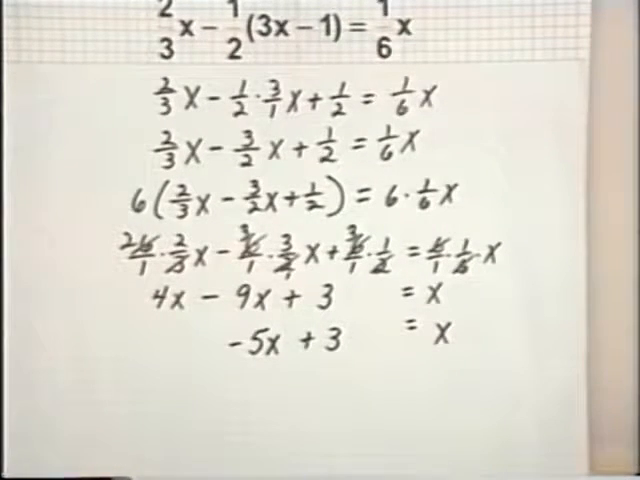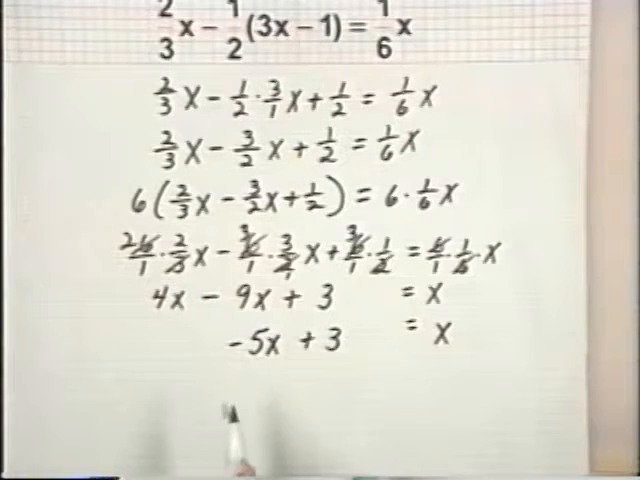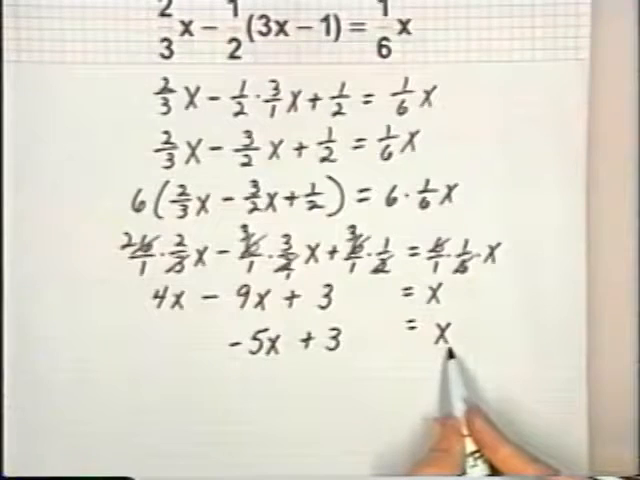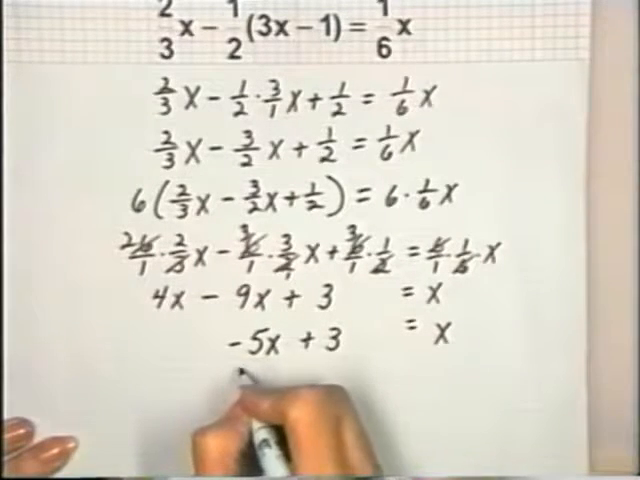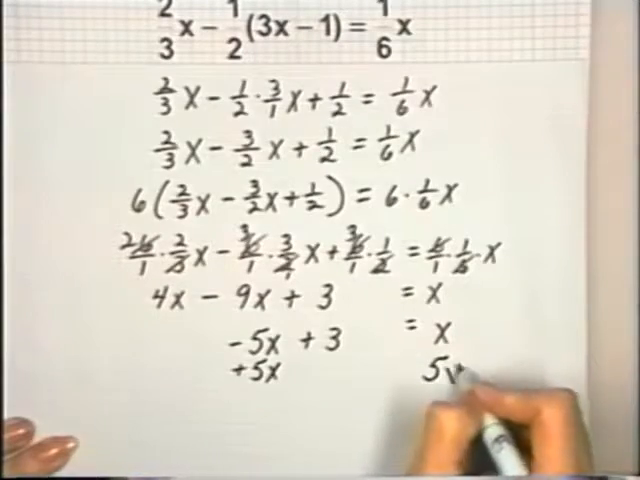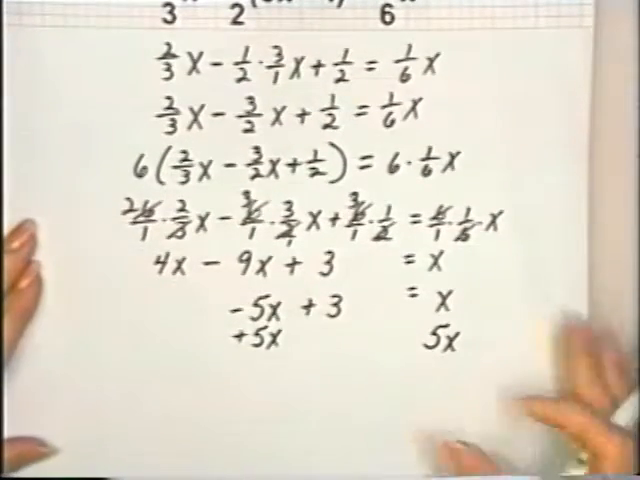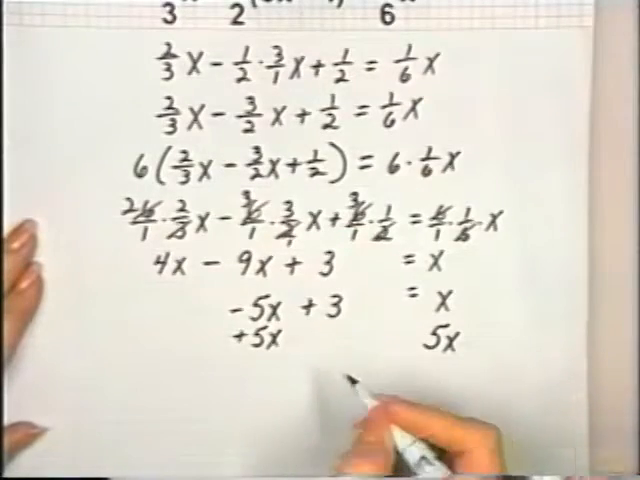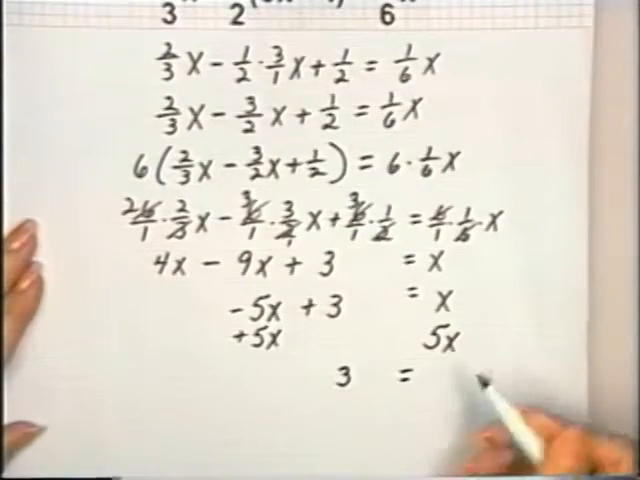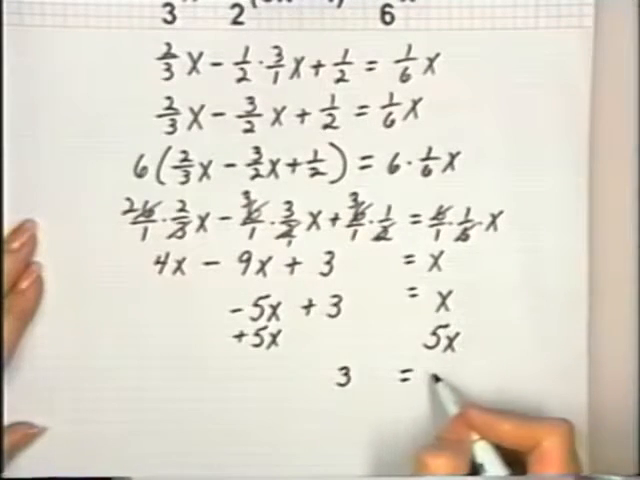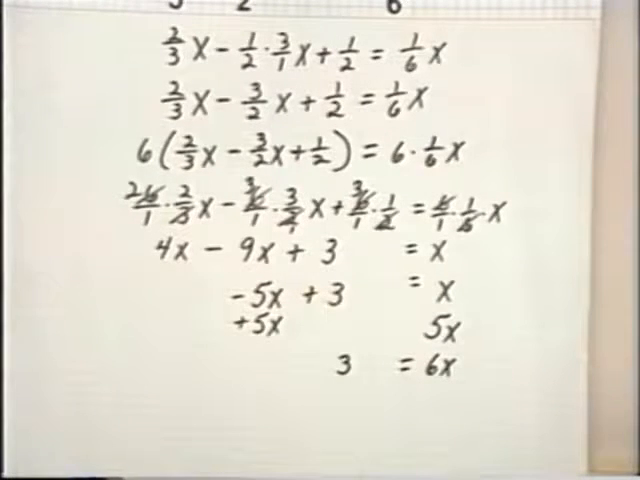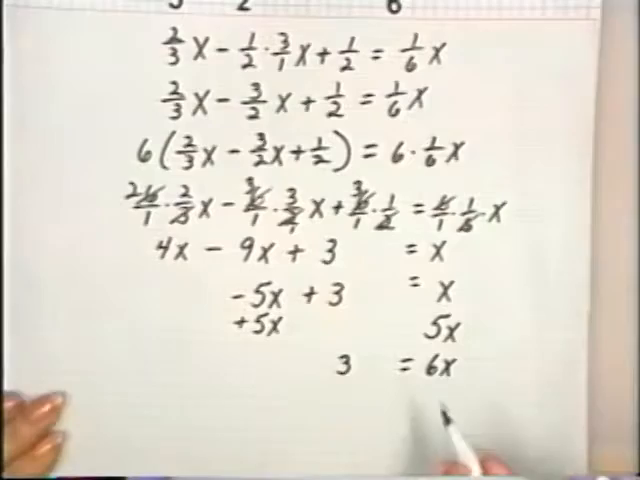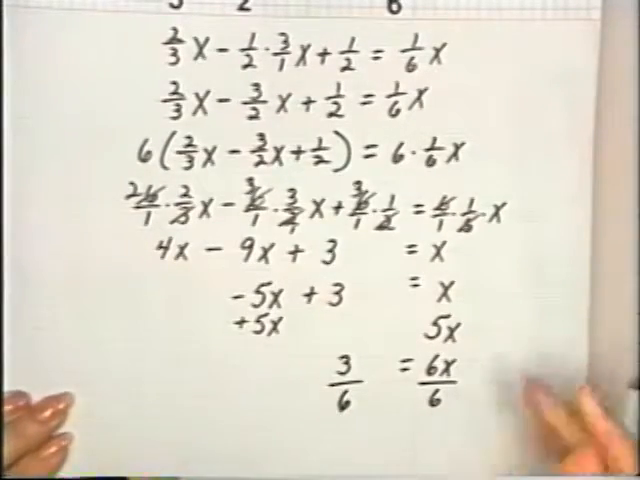I now want to get my x's on the same side of the equation. The negative 5 is a smaller coefficient than the 1, so I will move the negative 5x. Since the 5x has been subtracted from the left side of the equation, I will add 5x to both sides of the equal. Negative 5x plus 5x is 0x. I will have 3 equals x plus 5x will give me 6x. I now need to get rid of the coefficient of x. Since the x has been multiplied by 6, I will divide both sides of the equation by 6.